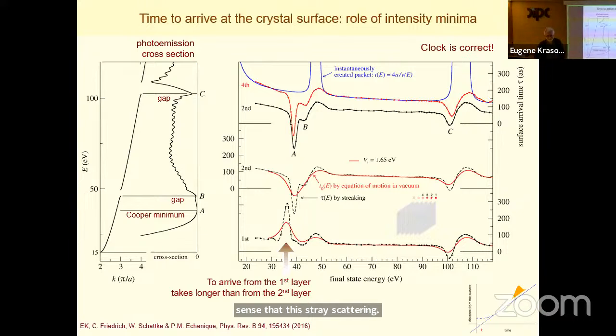All this is under the notion of inelastic scattering. It's phenomenological. We call it electron absorption.